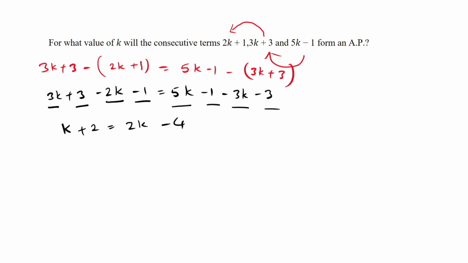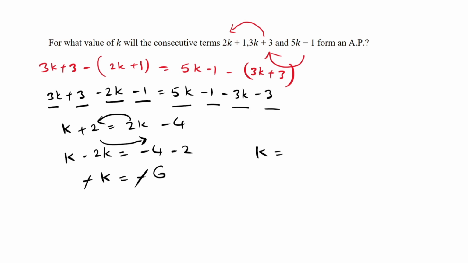So what I will do is k I am keeping as it is, 2k I'll take to the left side, so it will become minus 2k equals minus 4 as it is, plus 2 I'll take to the right side, so it will become minus 2. K minus 2k, minus k equals minus 4 minus 2, minus 6. Both sides negative symbol cancel, then the k value is 6.